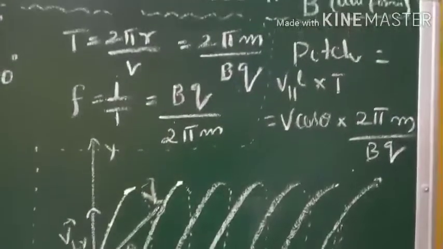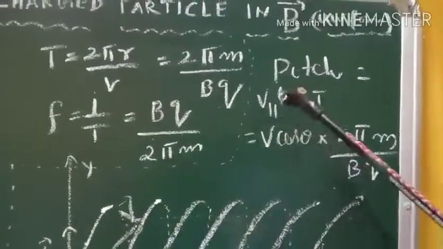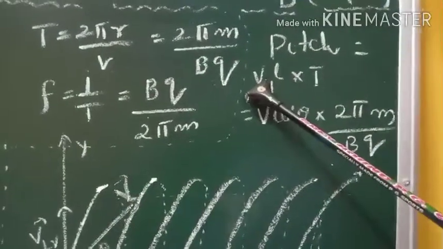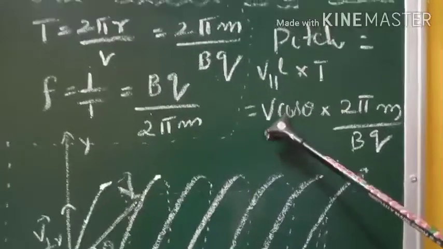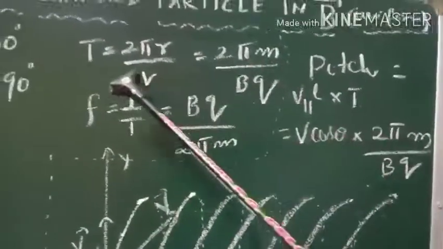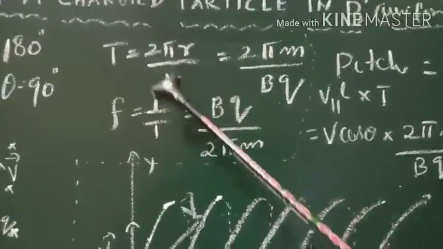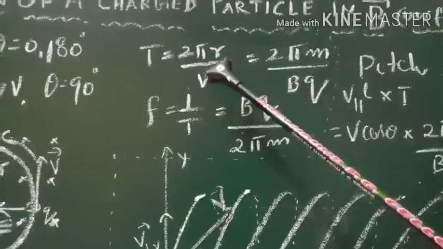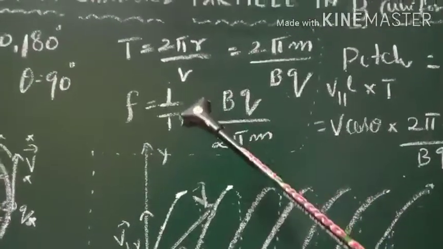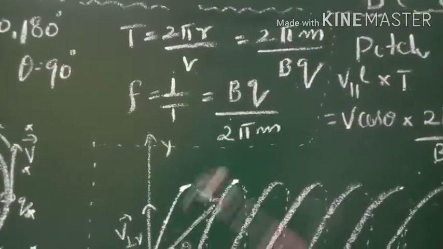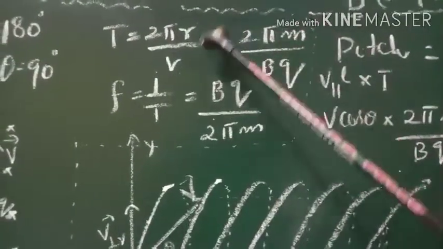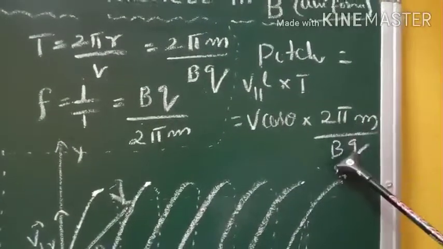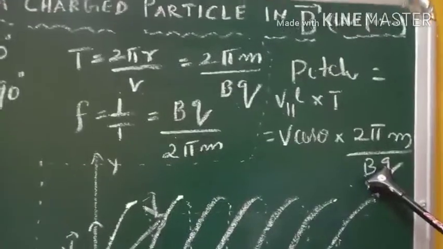This pitch means it is a distance, so distance is equal to velocity into time. And this horizontal distance is traveled due to the parallel component, V parallel, that is V cos theta, and V cos theta into time period. And here also time period we will get the expression 2 pi r divided by V. Okay, so here radius will be mv by bq, but V will be due to the V sin theta component. So ultimately we will get the expression for time period as 2 pi m by bq only. So V cos theta into 2 pi m by bq, that is the expression for pitch.